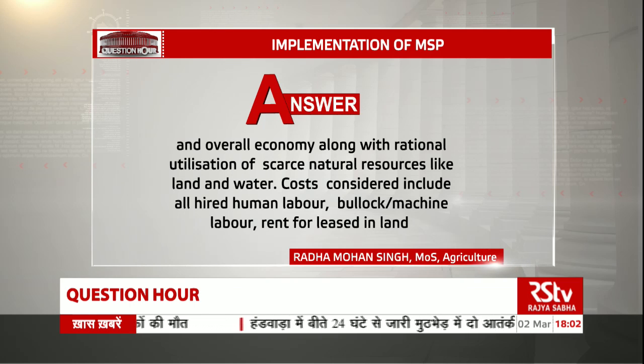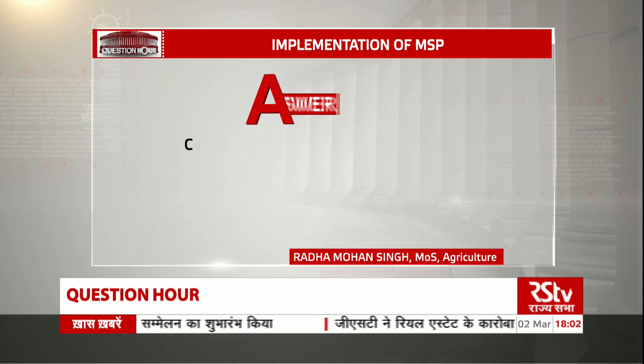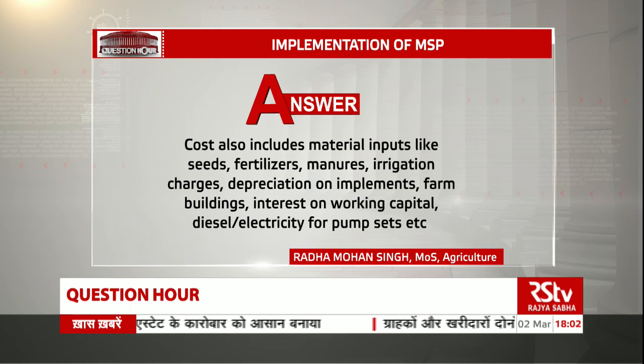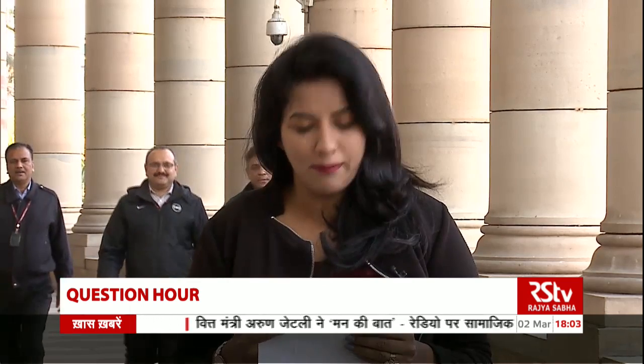The costs considered are comprehensive and include all paid out costs, such as those incurred on account of hired human labor, bullock, machine labor, rent paid for leased in land, expenses incurred in cash and kind on use of material inputs like seeds, fertilizers, manures, irrigation charges, depreciation on implements and farm buildings, interest on working capital, diesel, electricity for operation of pump sets, etc., miscellaneous expenses and imputed value of family labor.